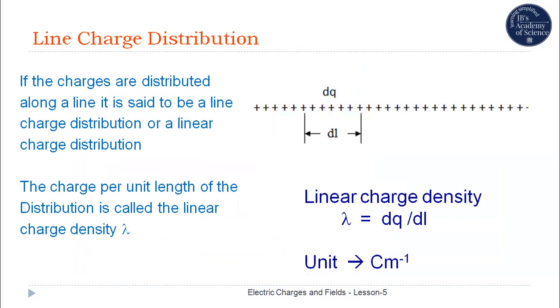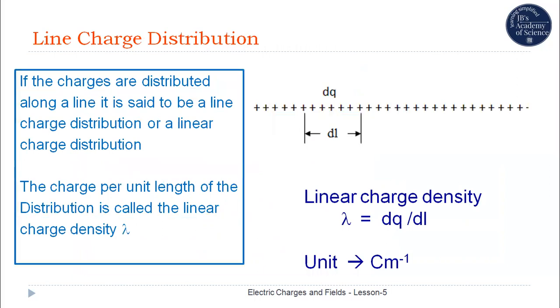First one, line charge distribution. If the charges are distributed along a single line, it is said to be a line charge distribution or a linear charge distribution. Look at the picture given here. Here, positive charges are aligned or distributed along a single line. So it is an example for a line charge distribution.